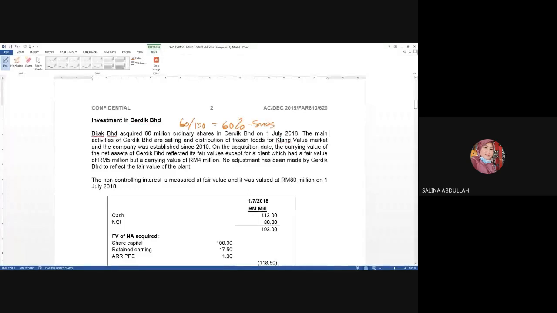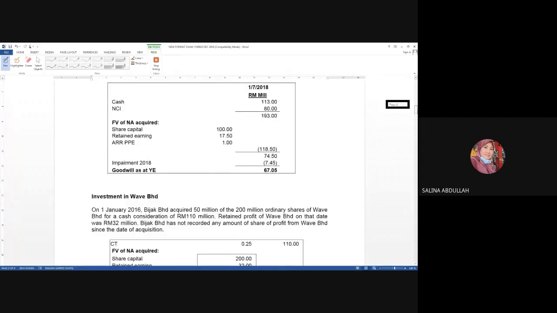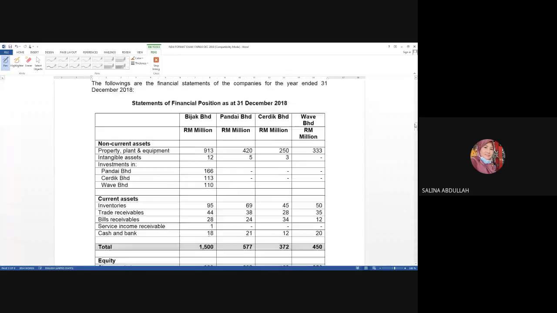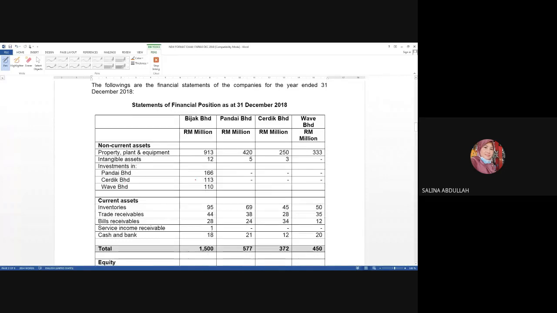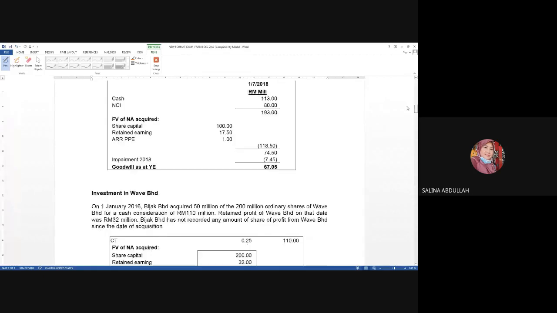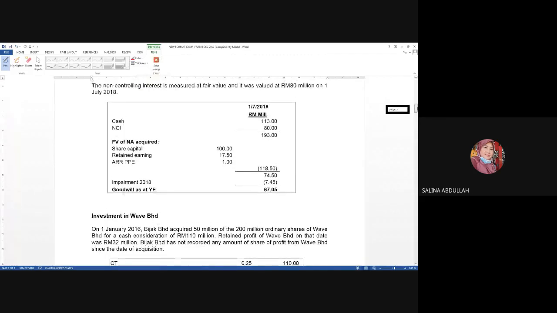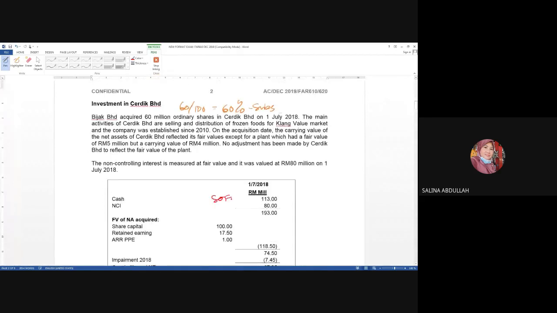However, if you read this additional information, you cannot find the consideration transferred. It is not given directly in this page. You can find consideration transferred from the SoFP. You can see here investment in Cerdik Berhad 113. So this is basically CT, consideration transferred, which is 113. When holding acquires 60%, meaning 40% belongs to the NCI. You can see here, given NCI measured at 80 million.